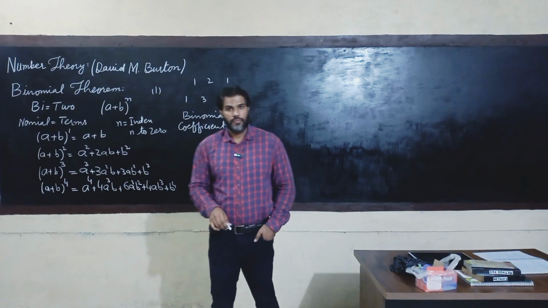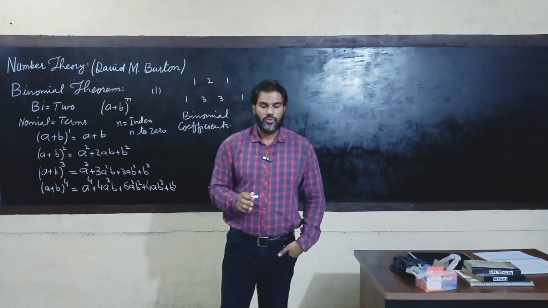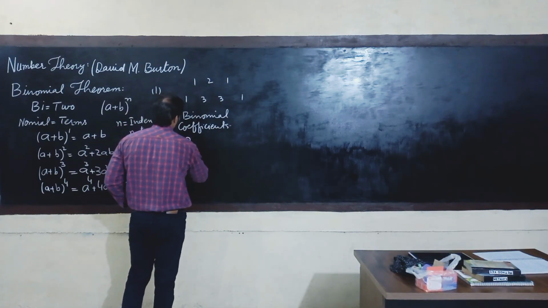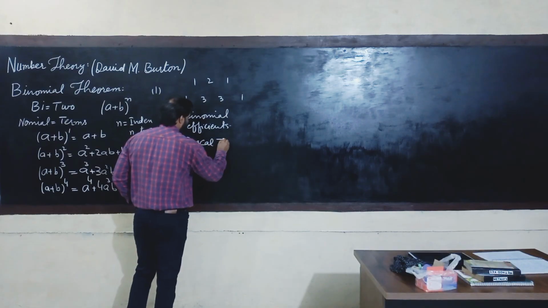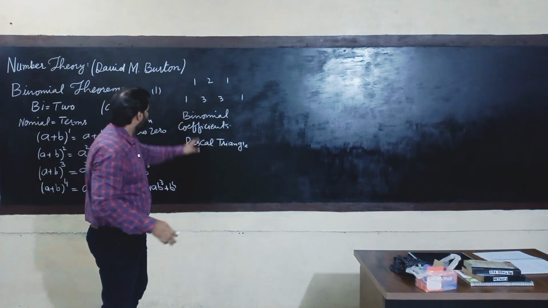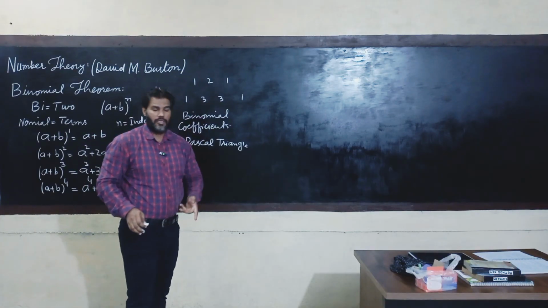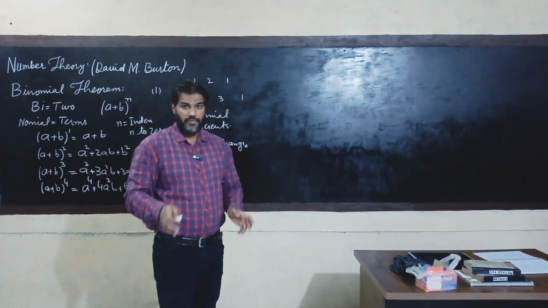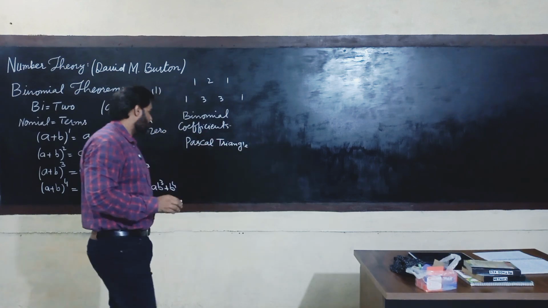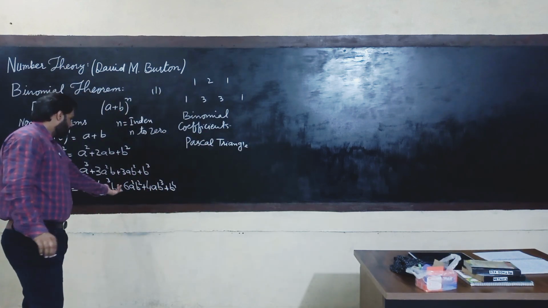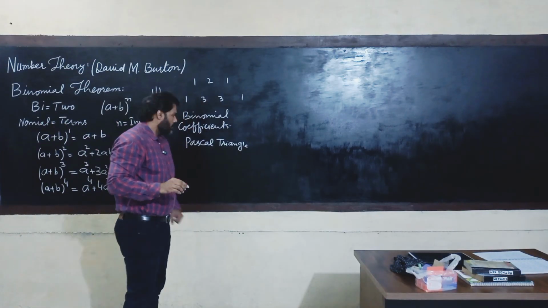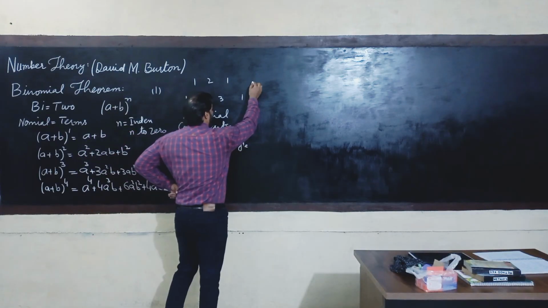At the initial stage, if you want to find these coefficients, you can simply make the Pascal triangle. In the Pascal triangle, the numbers at the border, these two and these two, are always 1. And the numbers in between the borders are always the sum of the two numbers of the row immediately above. For example, if you want to find the coefficients of (a + b)^4, we can make the Pascal triangle here.